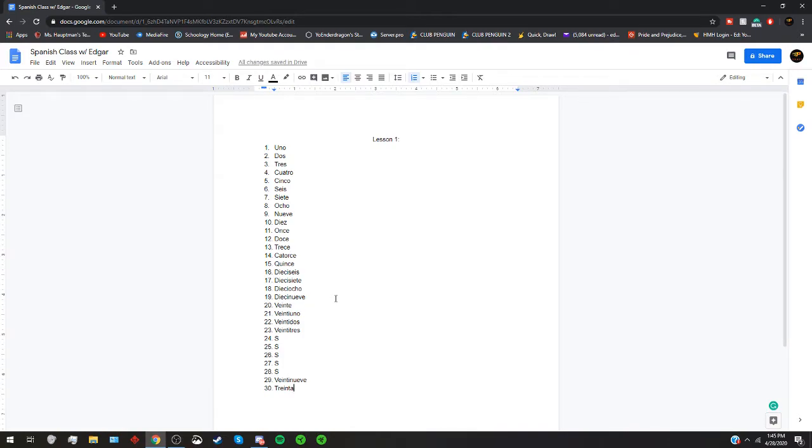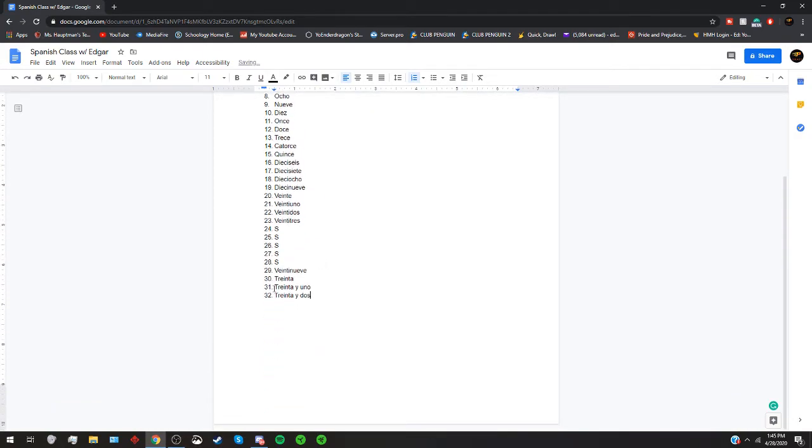Now, from 31 and on, it becomes the same pattern on how to say the numbers in between every 10. So it would be treinta, and then the y, which means and, then uno. So then, again, it would be treinta y dos. So then it keeps going. This is the key word, I'll highlight it for you. This is the key word you want to use for all the 30s at least. And this is the same pattern. You just say the 10 and then y and then the ones place number.